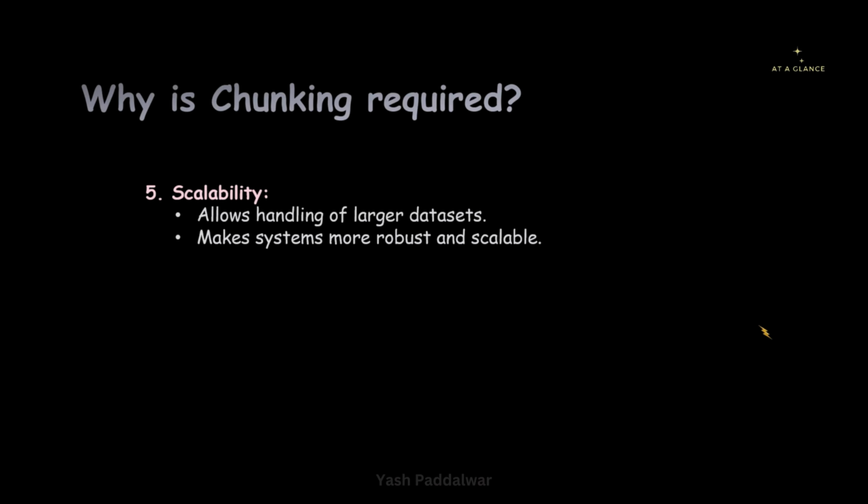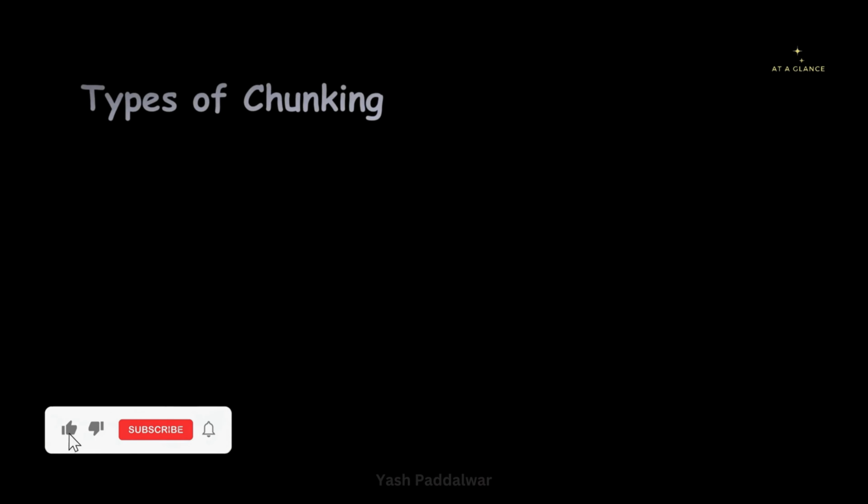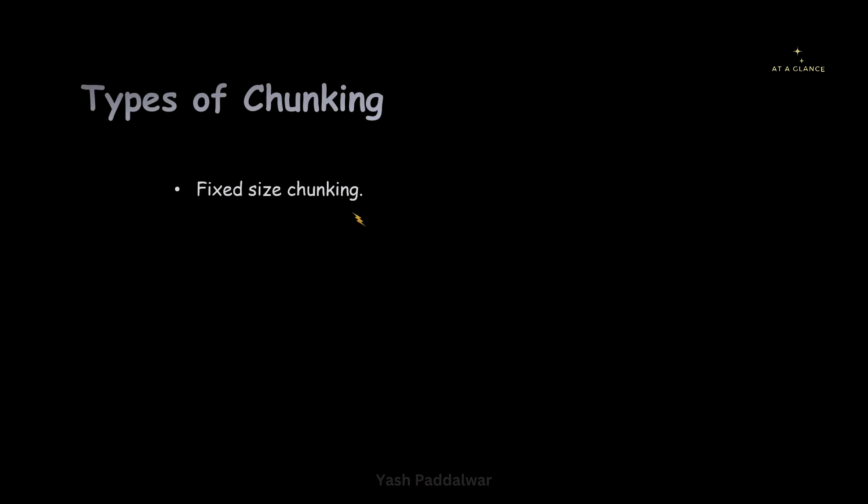Now we'll have a look at the different types of chunking that we have. Generally we have 5 types of chunking. The very first type of chunking is fixed size chunking. In this we create chunks of fixed size. Next, we have recursive chunking. This is a very interesting type of chunking in which we can create chunks with the help of separators, and we can have many other things to explore in this.